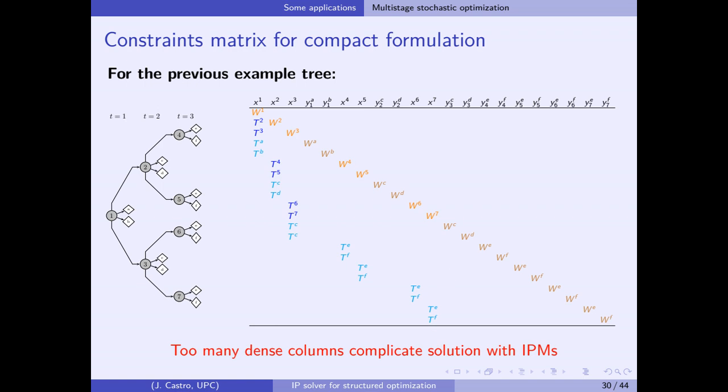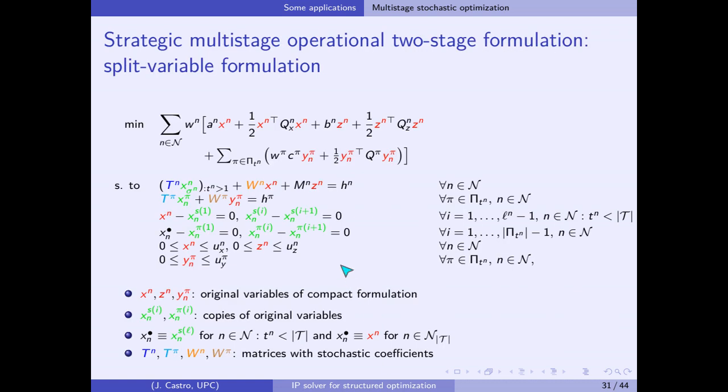computational difficulties. Okay. So what if we try to consider a splitting of variables of the strategic operational variables instead? Again, I will skip details, but just look at the colors. In green, we have new variables which are copies of the original strategic variables. Basically, we are creating copies of the variables. This is a splitting of variables. And then we are forced to add these extra constraints. That means that the copy of stage I is equal to the copy of the next stage.